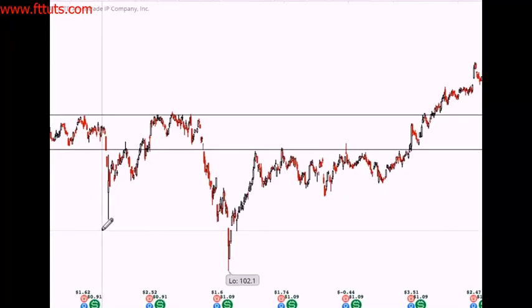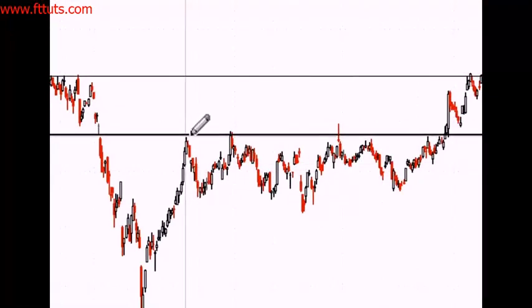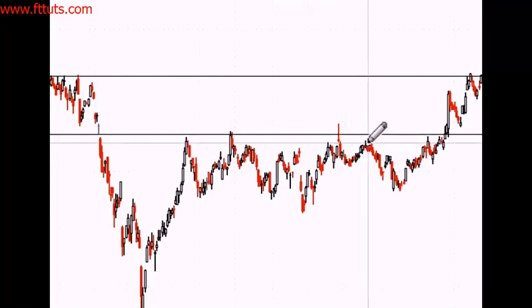All right, can you see that? So resistance became support, support broke, became resistance, became resistance. Right? So again, imagine if you knew this or you saw this, would you want to buy here? I mean, say it's going up, I'm going to buy, boom, it goes down, right?